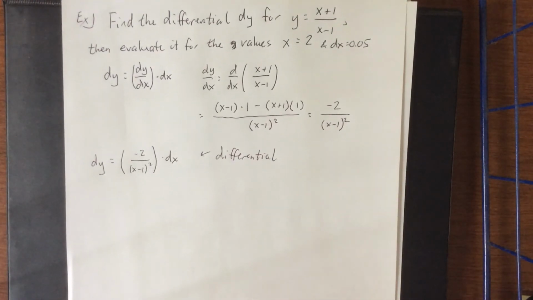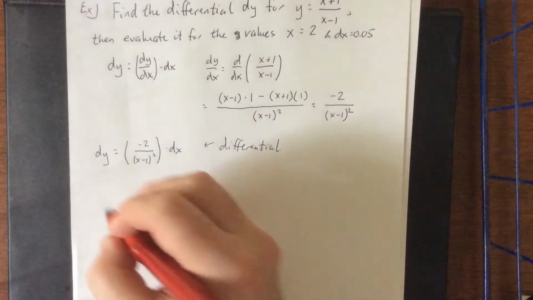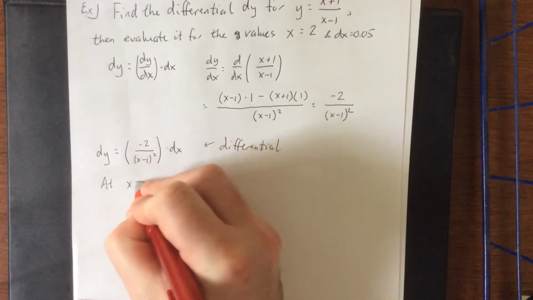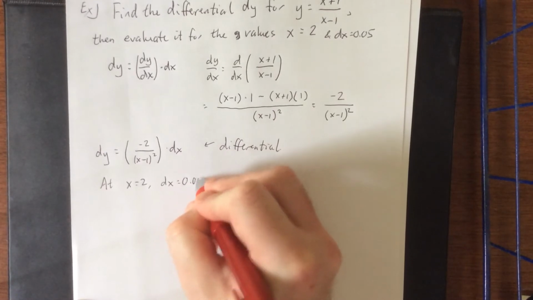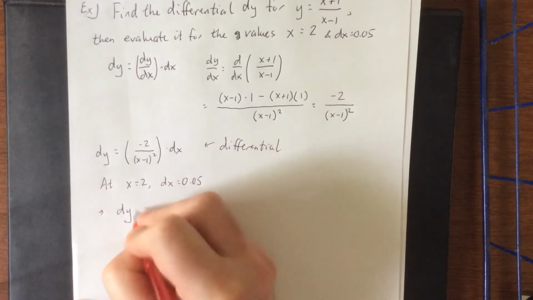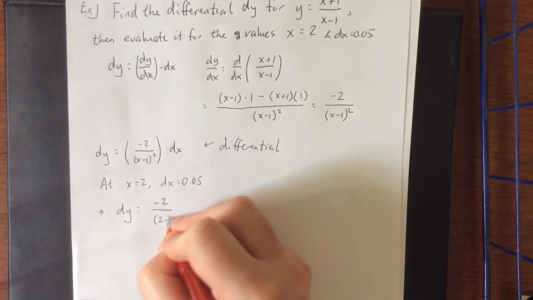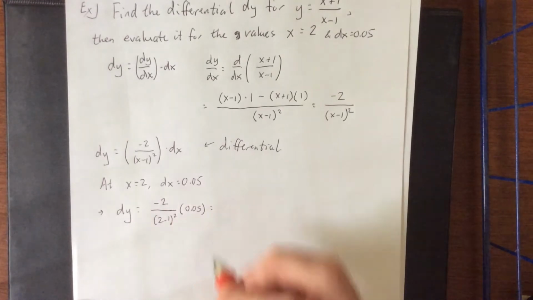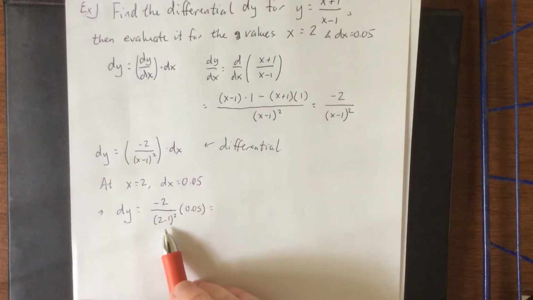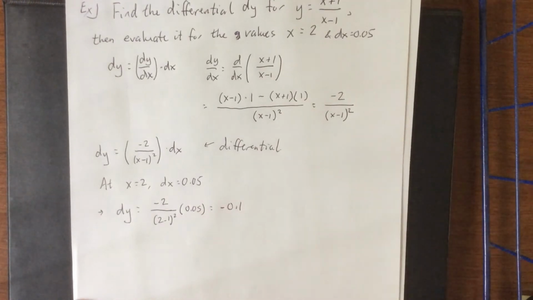Now, the given values that we have are x equals 2 and dx is equal to 0.05. So we'll point out that at x equals 2 and dx equals 0.05, this lets us know that dy is going to be equal to negative 2 divided by (2 minus 1) quantity squared times 0.05. This will be equal to negative 2 divided by 1 squared times 0.05. That calculation will be negative 0.1.